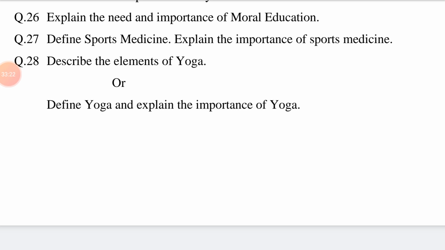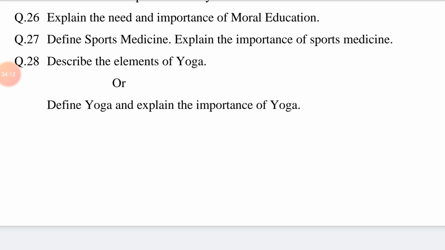Question number 28. Describe the elements of yoga. This question is related to chapter number 6, yoga. The answer may be, first of all, introduction. There are 8 elements of yoga in the Yoga Sutras. These are called the 8-fold path or right steps through which the ultimate goal of yoga can be achieved, that is, union of our soul with the Supreme Soul. The practice of each element is very important for the attainment of the goal of yoga. After getting efficiency in any one element, we should proceed to the next element.